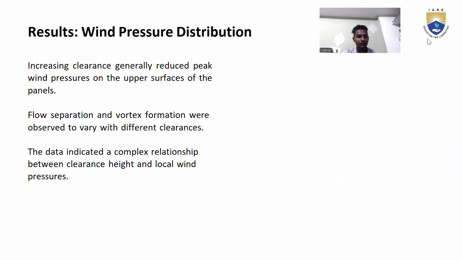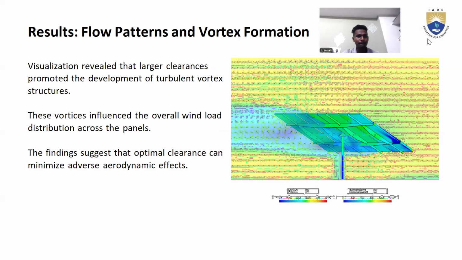Result: wind pressure distribution. Increasing clearance generally reduces the peak wind pressure on the upper surface of the panels. The data indicated a complex relationship between clearance height and local wind pressure, flow pattern, and vortex formation. The findings suggest that optimal clearance can minimize adverse aerodynamic effects.